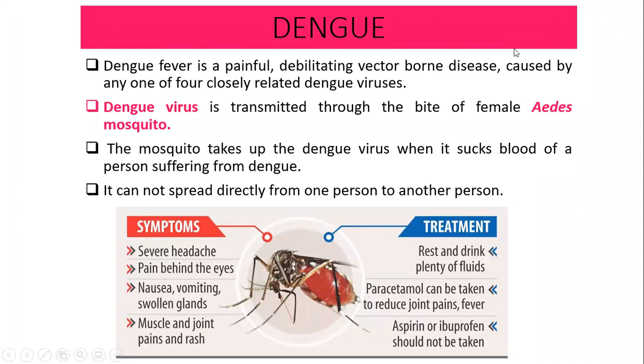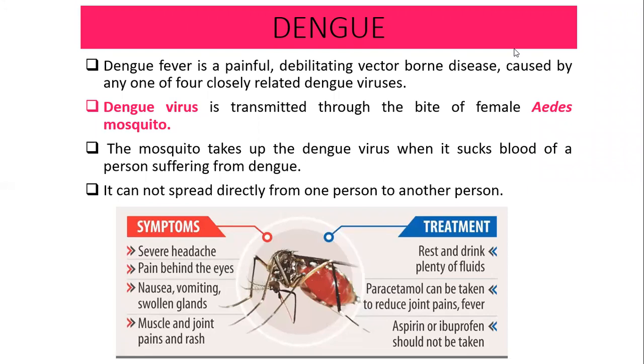Today's topic is dengue. In the last lecture, we have completed up to ringworm. So now we'll start with the next disease, that is dengue. And we have to follow the same sequence. First, what information about the disease. Next is the causative agent, then the symptoms, and lastly the treatment. Okay, we have to follow the same sequence.